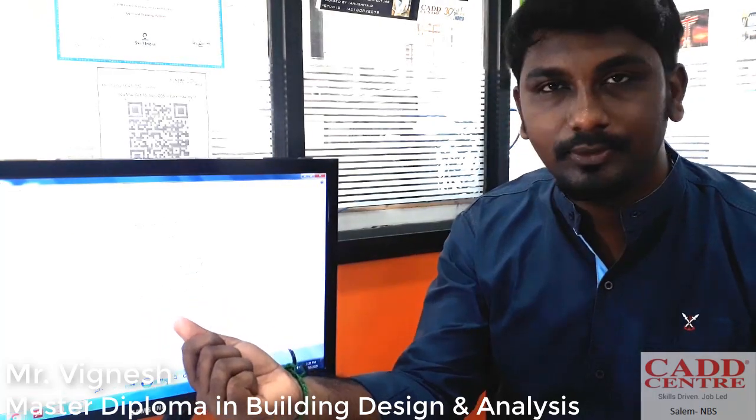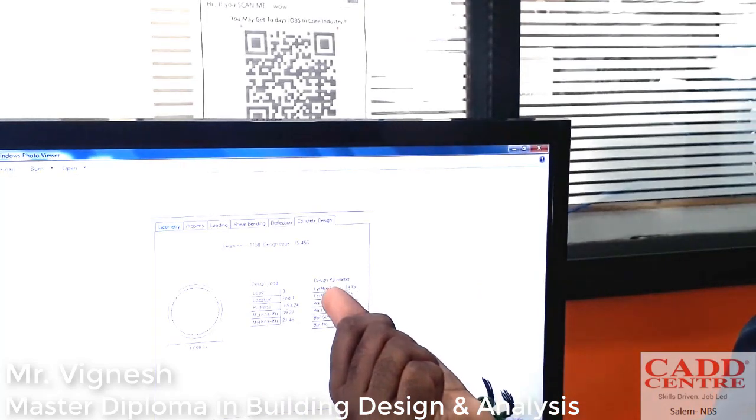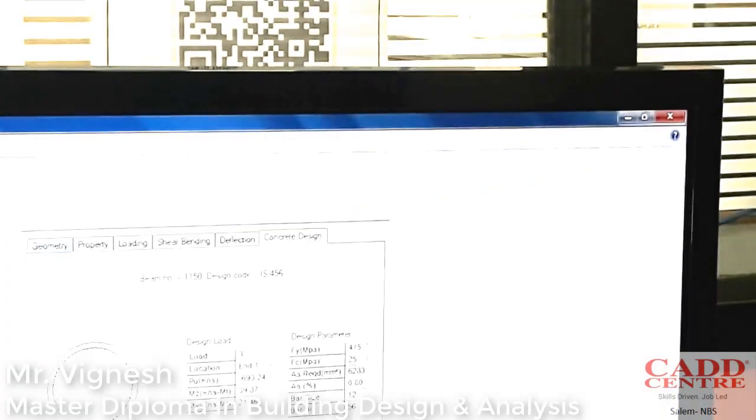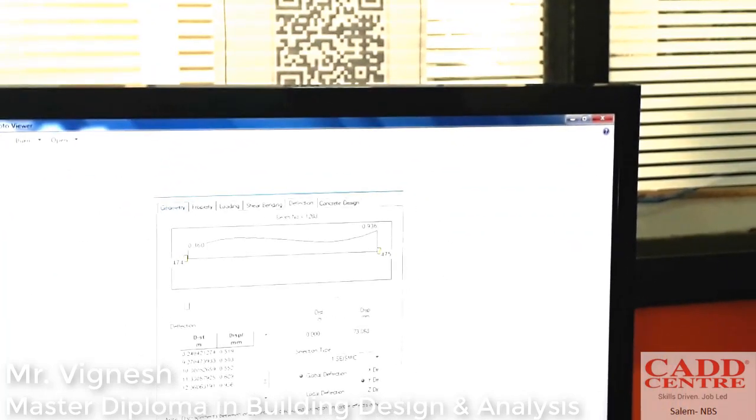This is the number of steels used in a circular form of concrete, and the yield strength of steel used is 415 and the yield strength of concrete used is 25. The required area of steel per mm square is 6283. The design code used in this project is IS456. This is the deflection of the beam after getting the analysis of this report.